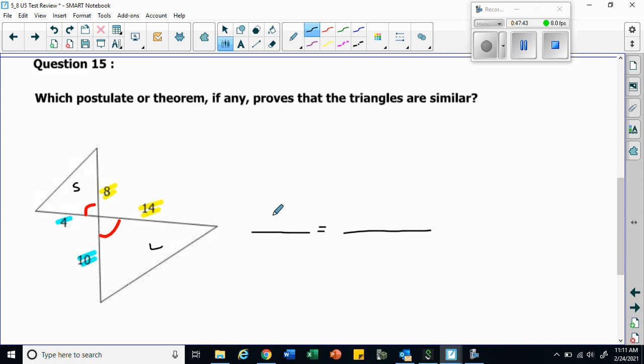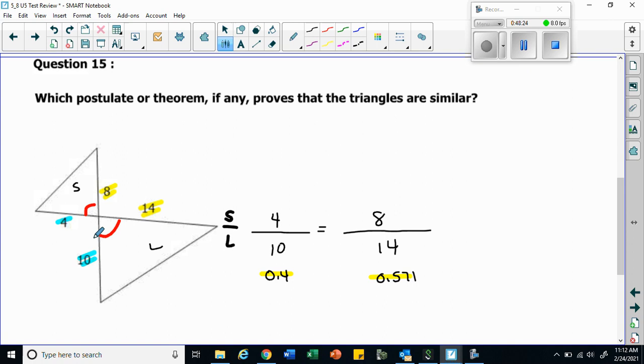Now let's set it up. So I'm going to put my small on top, large on the bottom. So 4 over 10 and 8 over 14. So now we get to do the good work. 4 divided by 10, 0.4. 8 divided by 14, 0.571.